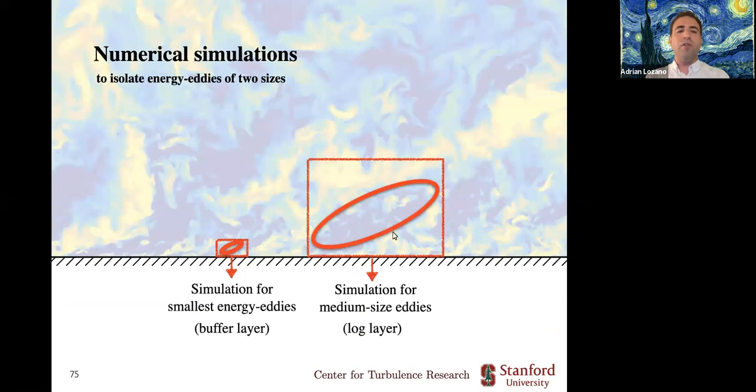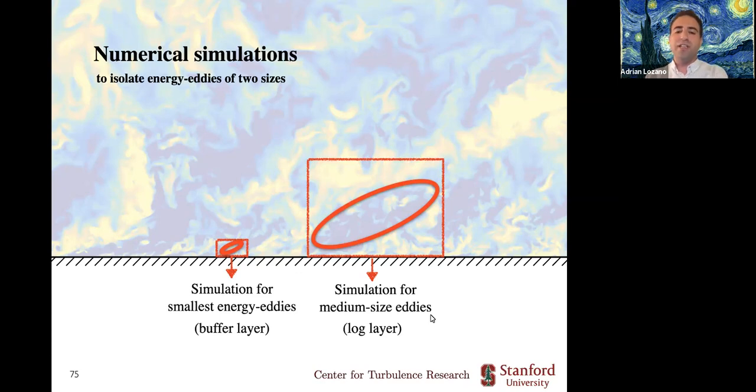As I mentioned before, I'm going to have 2 simulations. The goal of these 2 simulations is to isolate the energy eddies of 2 different sizes. One is a simulation for the buffer layer, and the other one is a simulation for the medium-sized eddies, that is essentially the log layer.